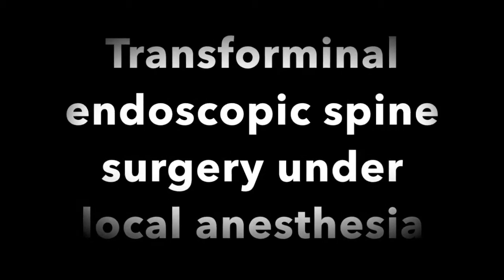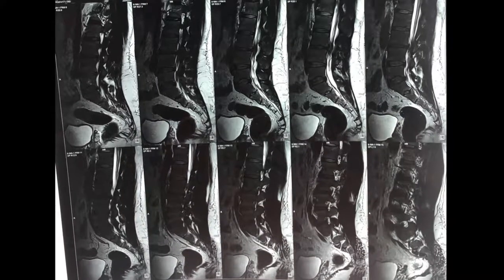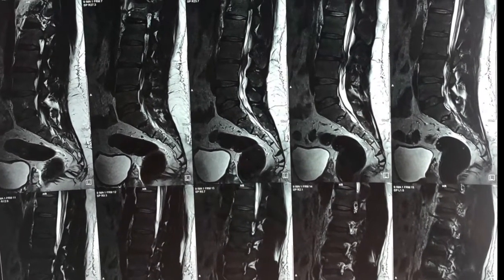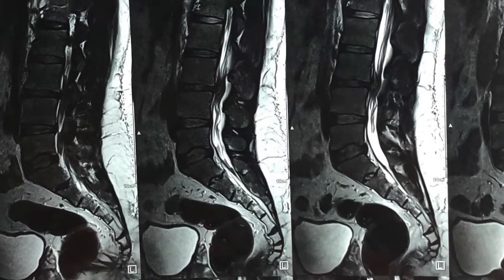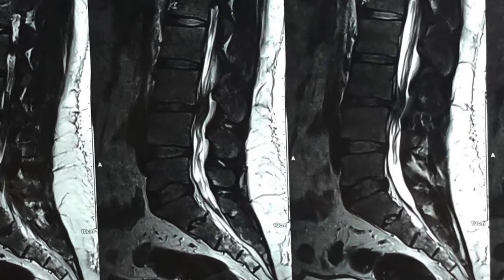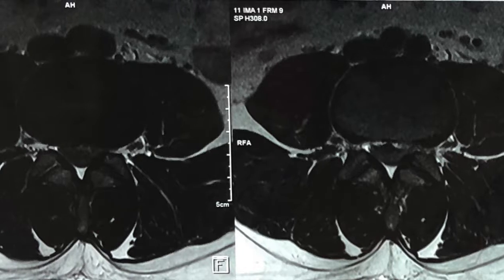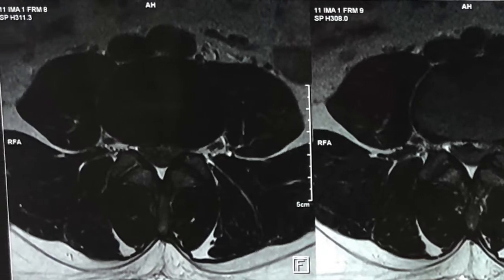This video will be discussing transforaminal endoscopic surgery under local anesthesia in a 34-year-old male patient who came to me with bilateral foot drop and severe pain down the left leg because of a huge disc at the L3-4 level, which had completely compressed his cauda equina. The patient did not have any urinary symptoms. However, he had a bilateral foot drop, sensory loss, and pain in his left lower limbs.